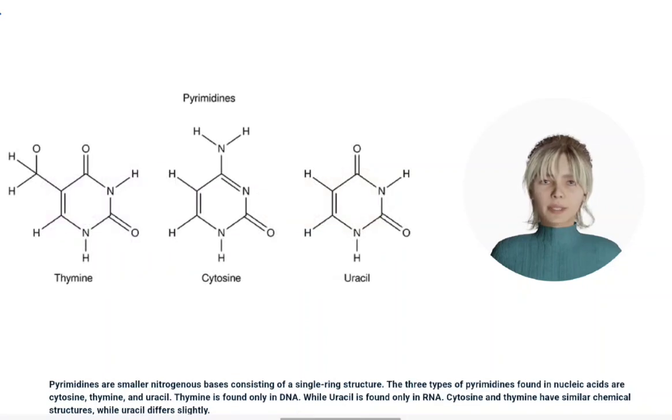Pyrimidines are smaller nitrogenous bases consisting of a single ring structure. The 3 types of pyrimidines found in nucleic acids are cytosine, thymine, and uracil. Thymine is found only in DNA, while uracil is found only in RNA. Cytosine and thymine have similar chemical structures, while uracil differs slightly.